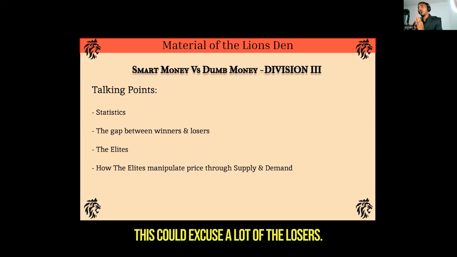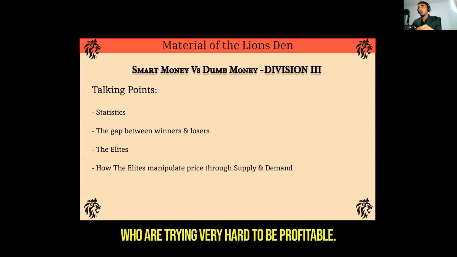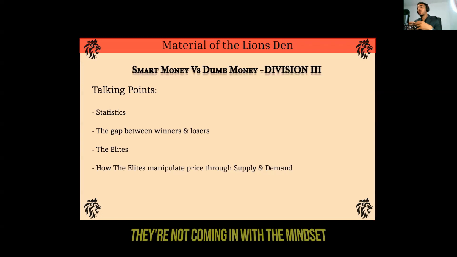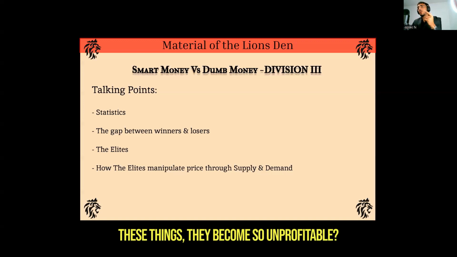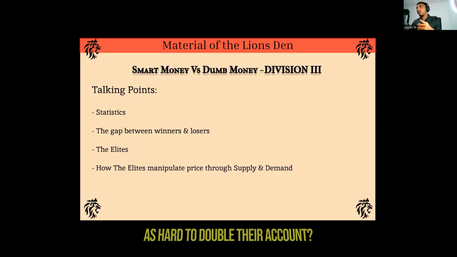But this could excuse a lot of the losers, but it cannot excuse 95% of losers, especially when you think that these people are people who are trying very hard to be profitable. There are people who are applying a strategy. There are people who are trying to make money. They're not coming in with the mindset that they want to lose their money. They're coming in with the mindset that they want to make money. So how come when they apply these things, they become so unprofitable? How come it's so easy for someone to completely blow an account, but it's 10 times as hard to double their account?